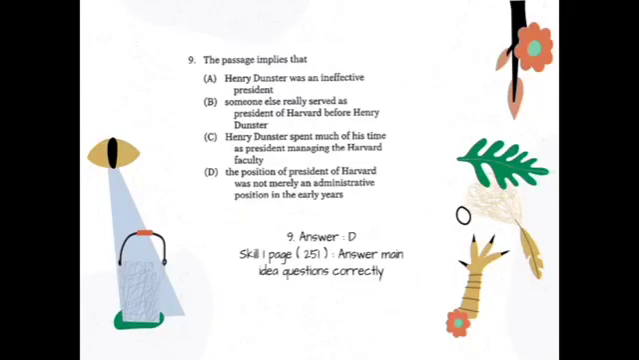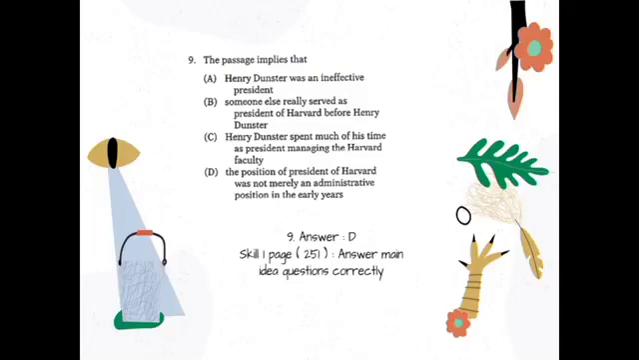Okay, next, number 9. The past implies that A. Henry Dunster was an ineffective president. B. Someone else really served as president of Harvard before Henry Dunster. C. Henry Dunster spent much of the time as president managing the Harvard faculty. D. The position of president of Harvard was not merely an administrative position in the earlier. The correct answer is D.